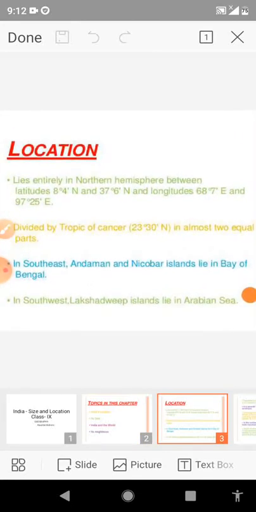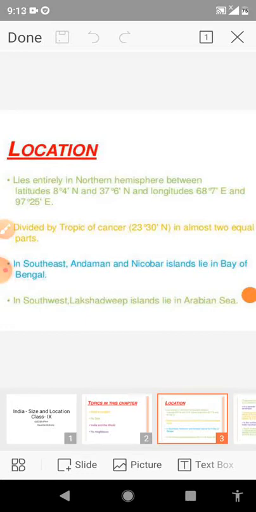Our country is lying in the northern hemisphere, that is north of the equator, between 8 degree 4 minute north and 37 degrees 6 minute northern latitude. And as our country is lying in the eastern hemisphere, also east of the prime meridian, its longitudinal extent is 68 degrees 7 minute east and 97 degree 25 minute east.